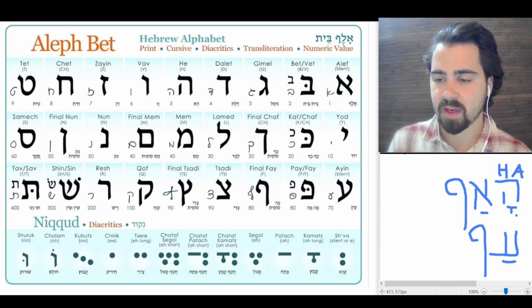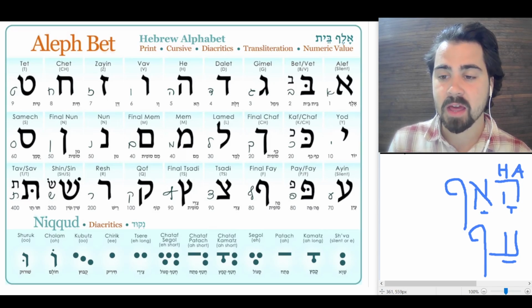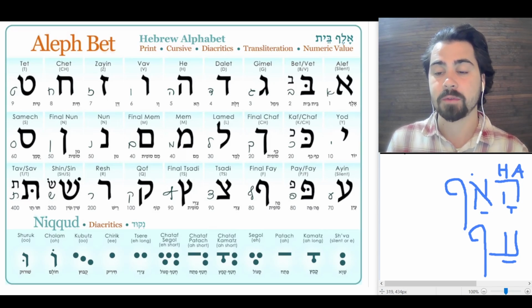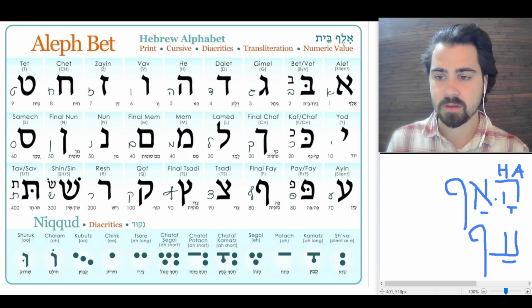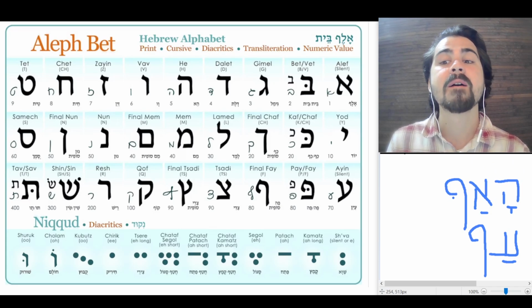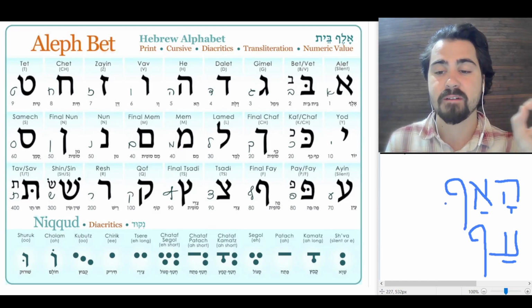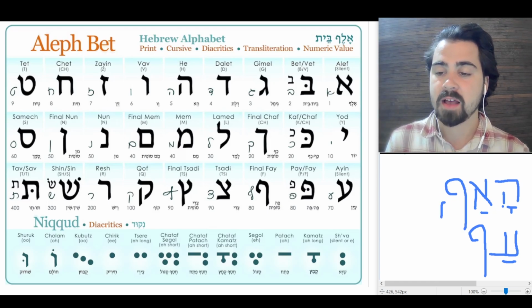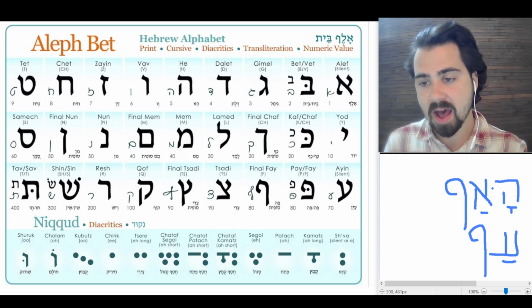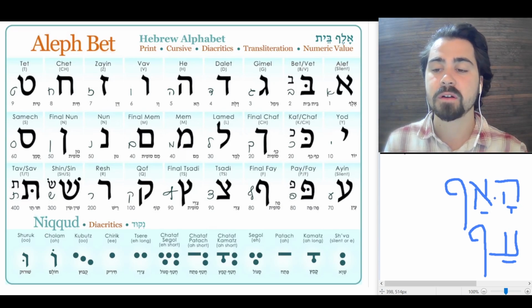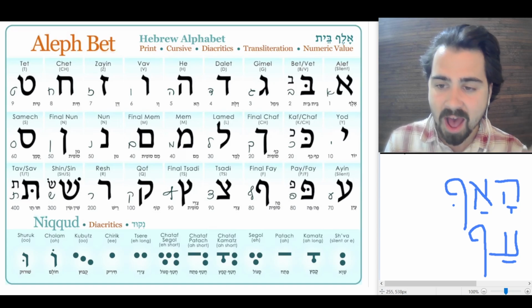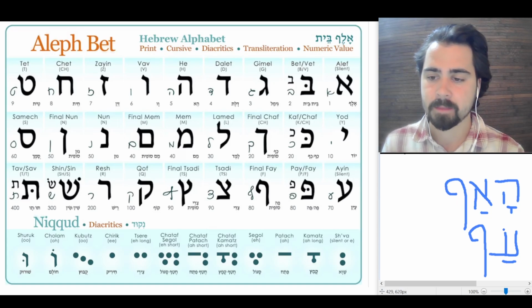Right? We have a hey, we have an ah sound, together ha. Then we have an aleph with an ah sound. This is simply ah. So together, ha, ah. And this is a final fei, final pei, final fei. The sound is f. So all together it's ha'af, ha'af, ha'af.